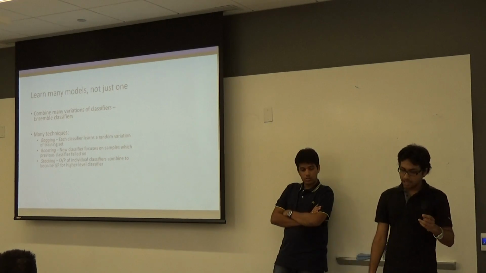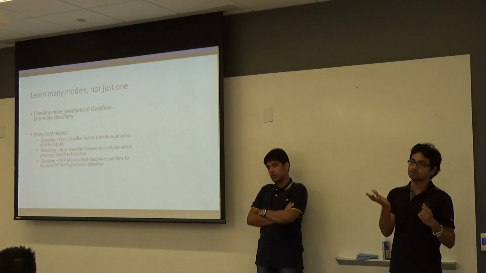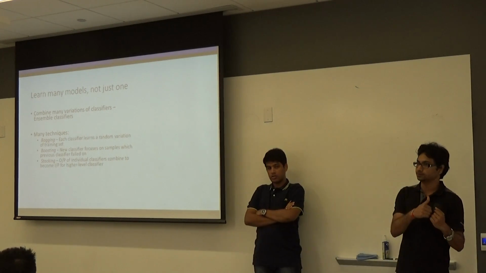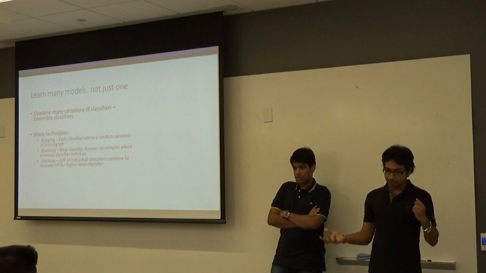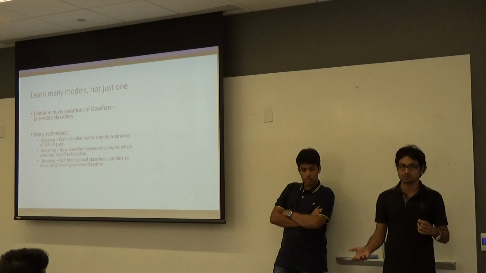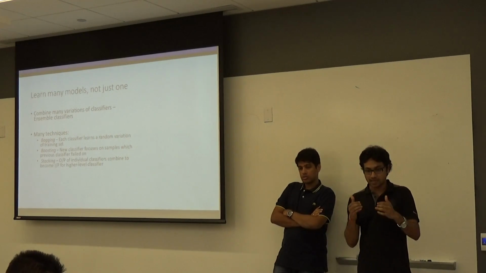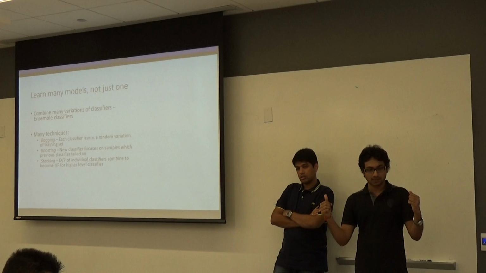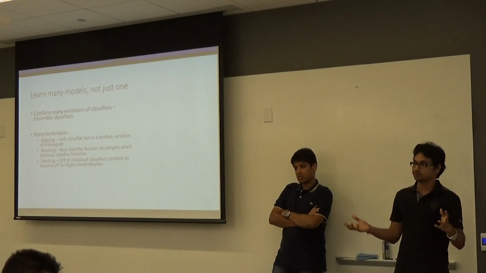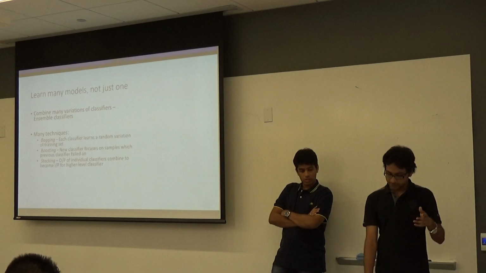And in boosting, you have a new classifier which learns from the previous mistakes that the previous classifier made, right? It turns out that bagging is very good when you have data with very high variance, because it lowers the variance by averaging out the whole thing, right? And boosting is very good for high bias, right? And also we have stacking.